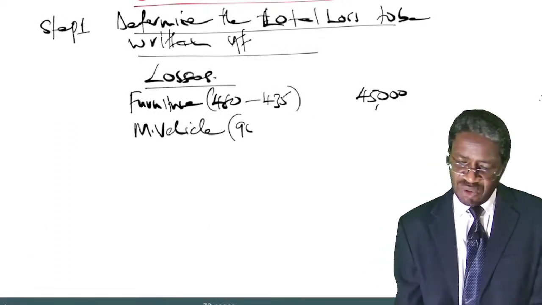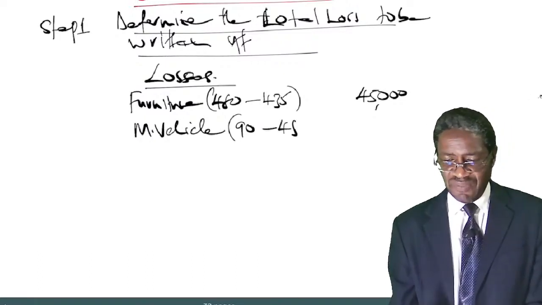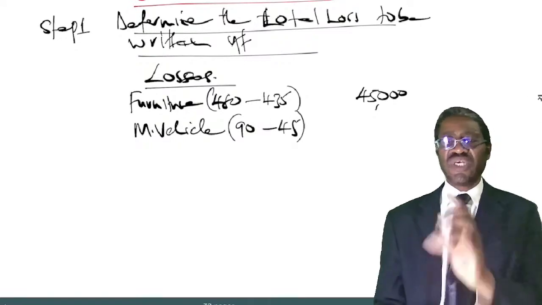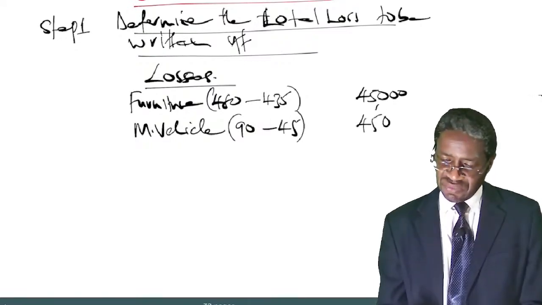From the balance sheet, book value is 90. We have seen from note number 3, the fair value is 45. So it will have a loss of another 45. Good.